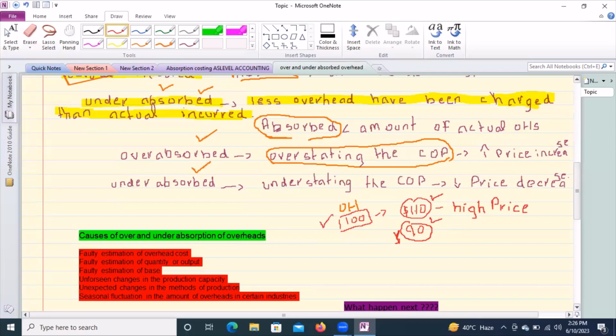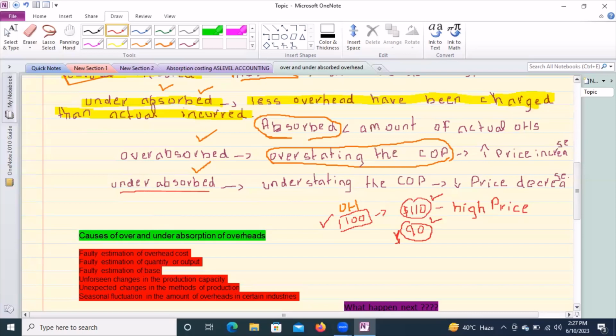So if you want to earn $10 profit on 100, you will charge a price of 110, which is maybe so high for the customer. And maybe your competitors are giving a low price to the customers. They are offering low prices to the customers. So it means that because of over absorption, your prices will increase, and because of this, your demand will decrease. Okay. So these are the consequences of over absorption, and next, under absorbed.